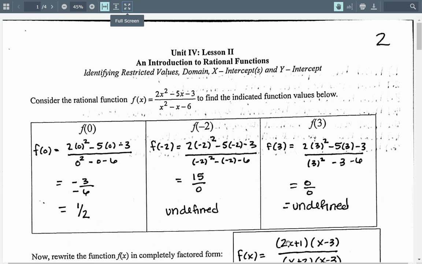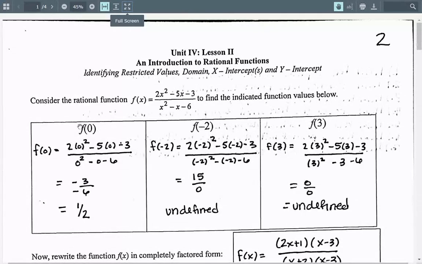In this lesson, we will identify restricted values, the domain, the x-intercepts, and the y-intercept for a rational function. So we're going to begin by exploring this f of x function here, and we are going to find some indicated values that have been selected for a good reason.